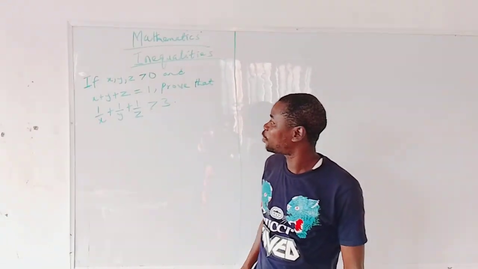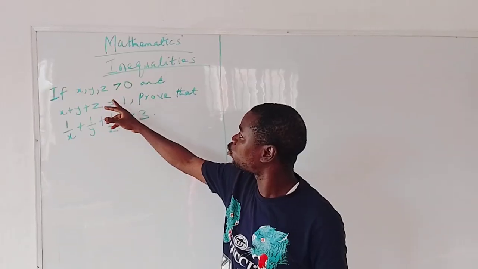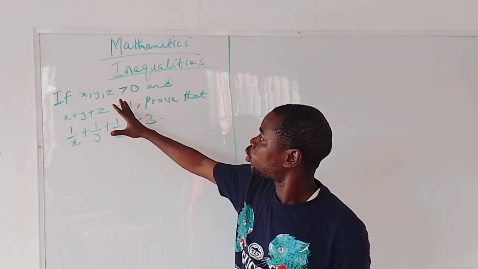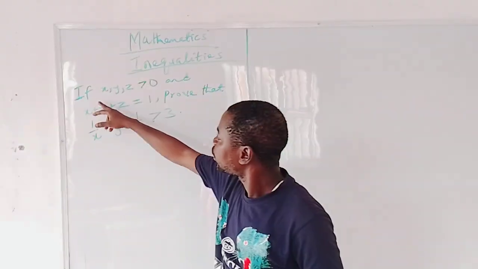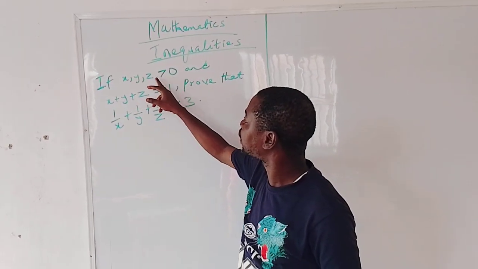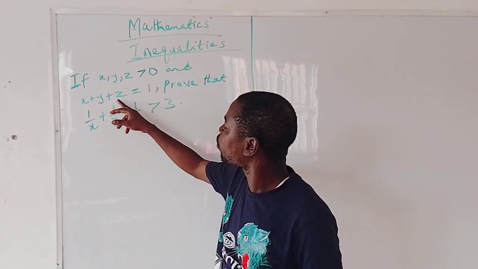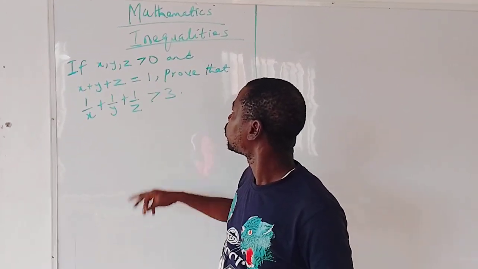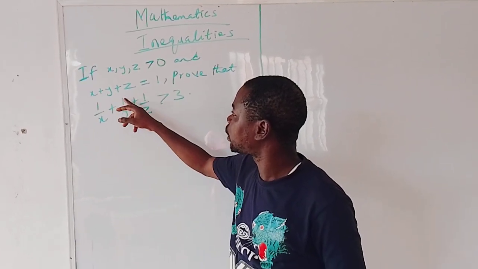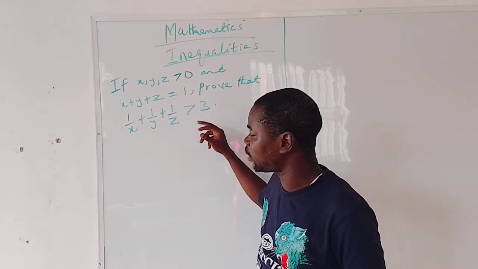Welcome to another video. Now in this video, we are going to talk about inequality. So the question goes thus: if x, y, z is greater than 0, that is, they are all positive, and x plus y plus z is equal to 1, prove that the reciprocal of x plus the reciprocal of y plus the reciprocal of z is greater than 3.